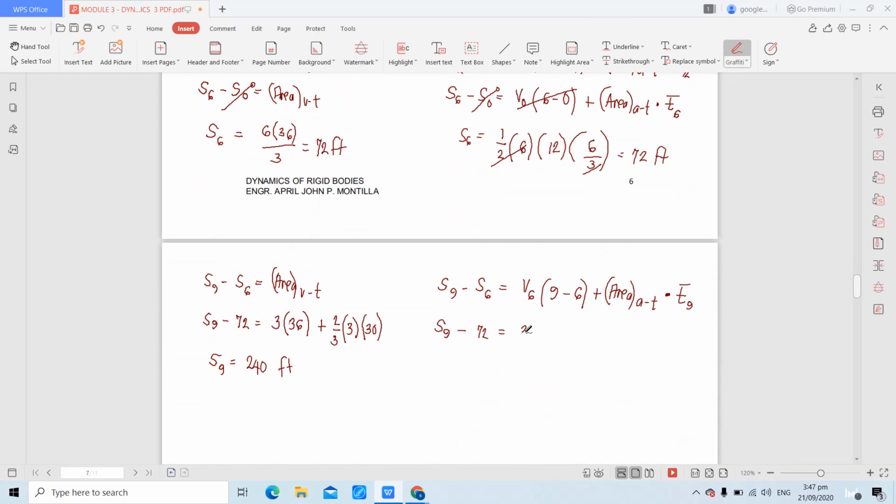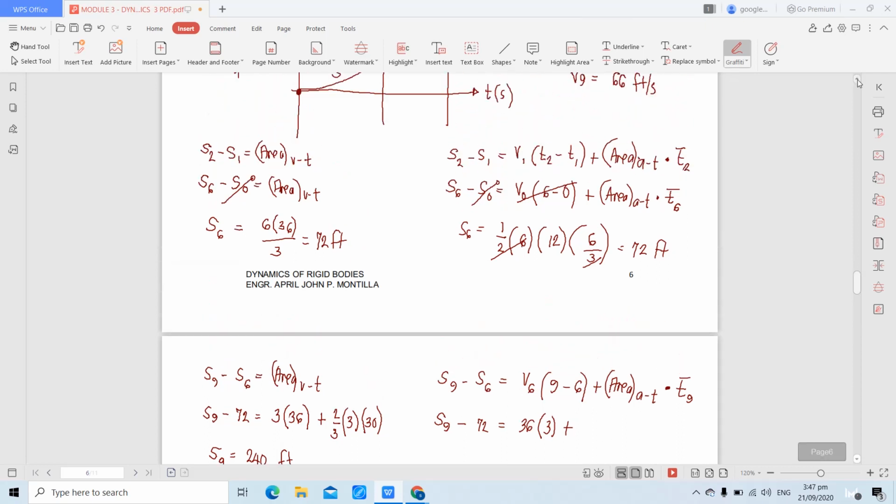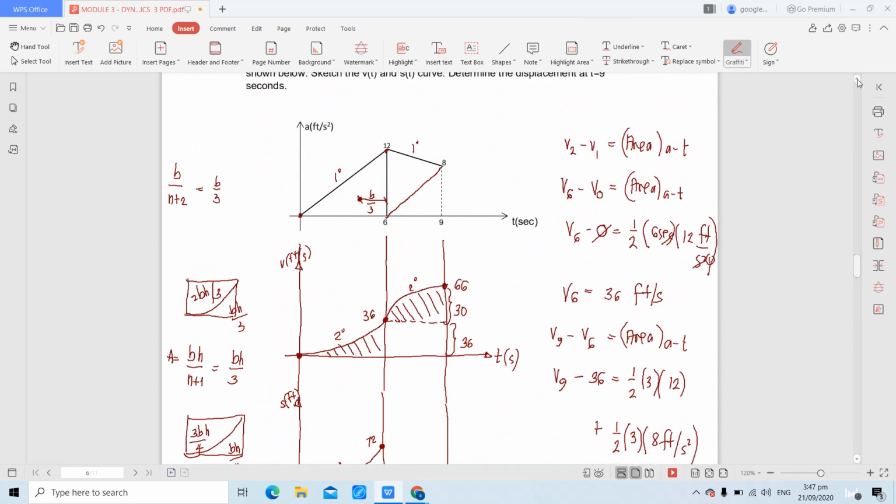This is 36 plus 9 minus 6, which is 3, times the area of the acceleration from 6 seconds to 9 seconds, and then multiplied by the distance of their centroids. Okay, let's analyze the acceleration versus time graph. From 6 seconds to 9 seconds, this is the area.